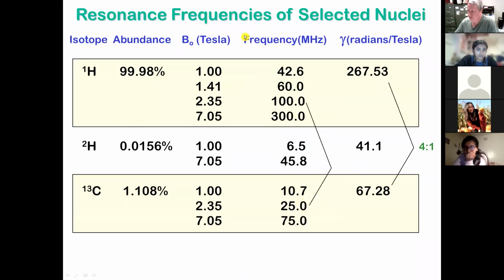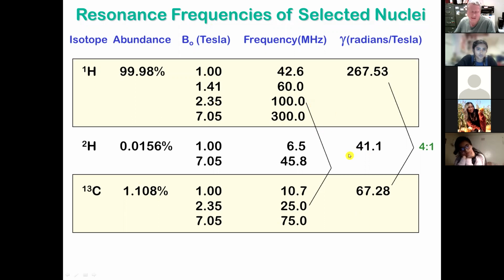Okay, there's a little bit more. This shows that we have a couple of nuclei, proton, deuterium, and C13. All of these are spin active, and they all have a gyromagnetic constant, which is this gamma number. They all have a different number. The main thing this shows, just like I said before, is that the frequency and the magnetic field strength are related.